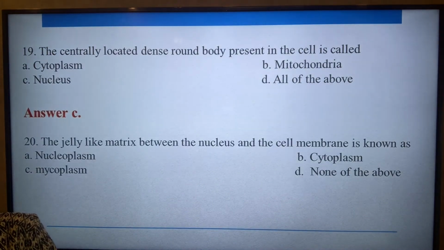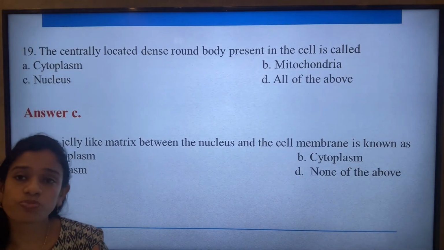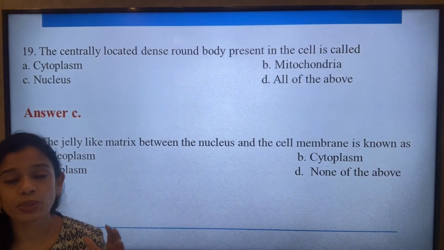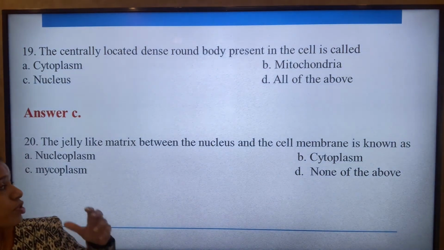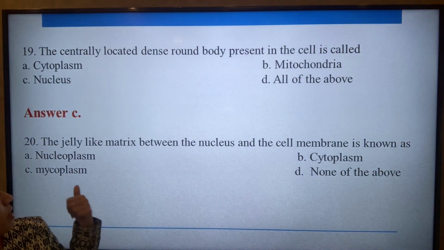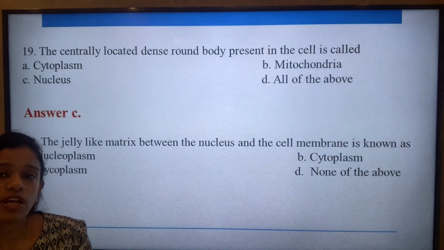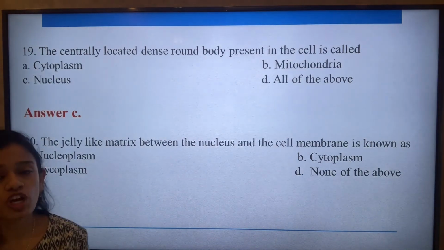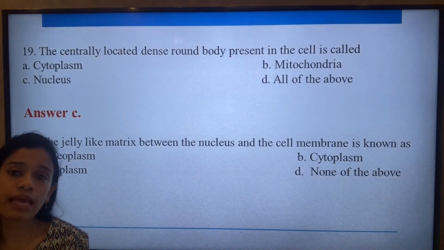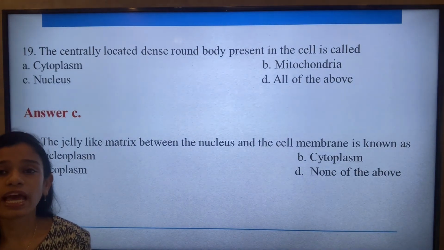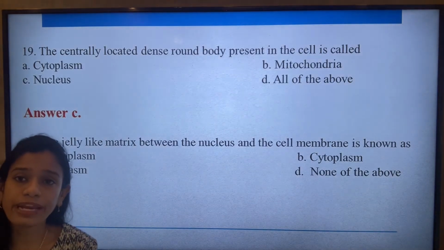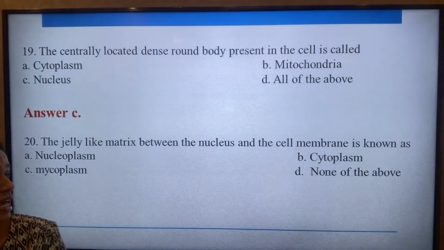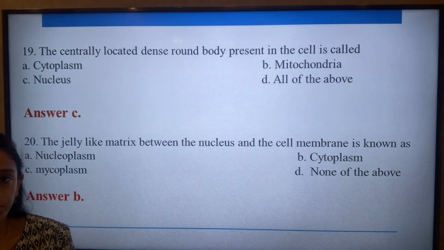The jelly-like matrix between the nucleus and the cell membrane is known as. So the jelly-like substance present between the nucleus and the cell membrane, what is that? A nucleoplasm, B cytoplasm, C mycoplasma, or D none of the above. The correct answer is B, cytoplasm. It actually contains all the cell organelles, it protects them, and the cell organelles remain embedded in the jelly-like matrix. So the correct answer is B, cytoplasm.